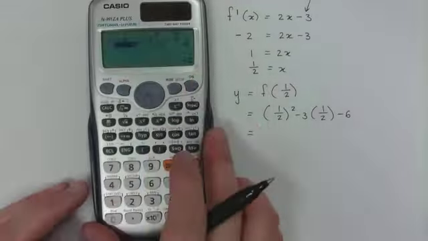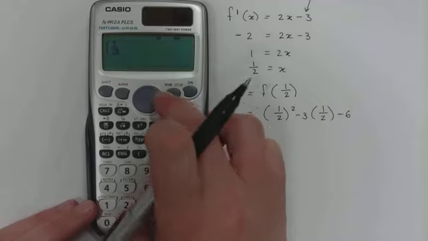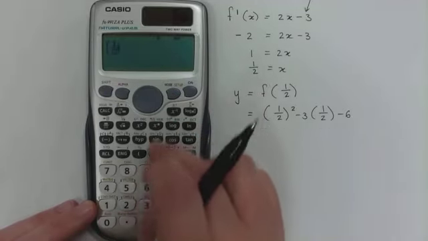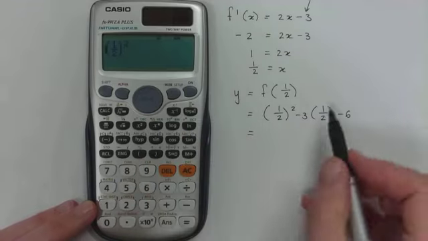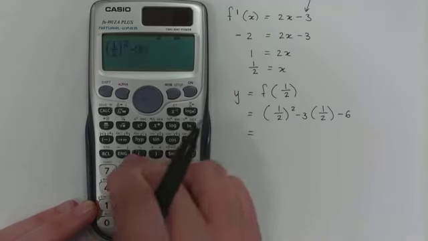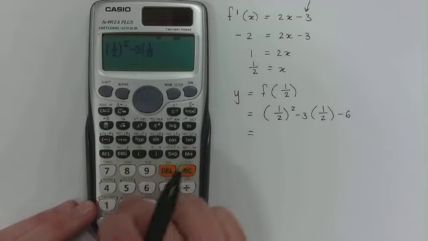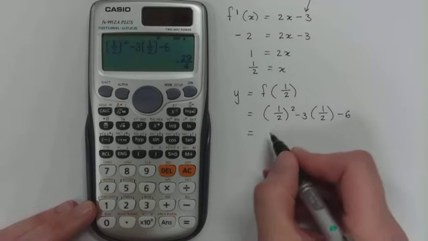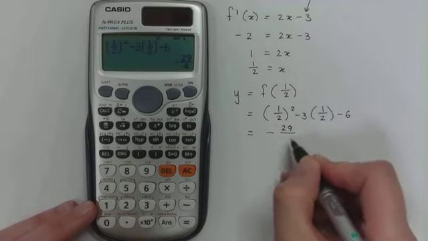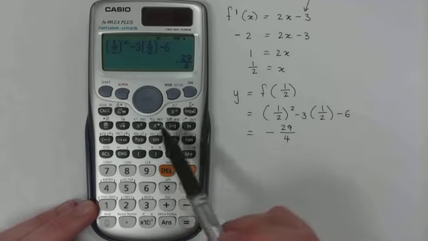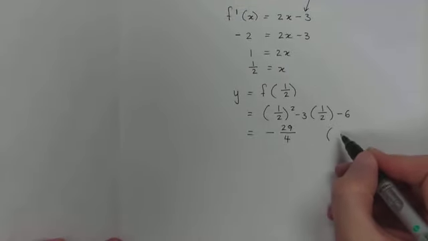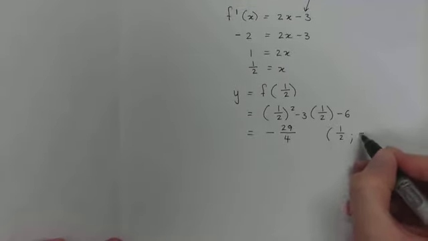So, a half squared, minus 3 times a half, minus 6. And that gives me a y coordinate of minus 29 over 4. It's a good thing I used the calculator because this is just much easier. So a half squared minus 3 times a half minus 6 is minus 29 over 4. So that means the point of contact is the point (a half, minus 29 over 4).